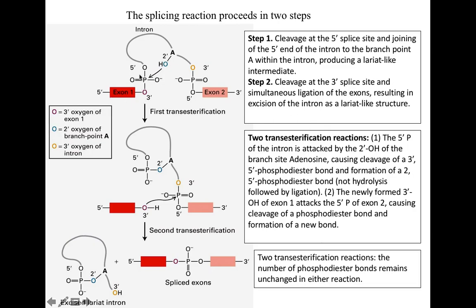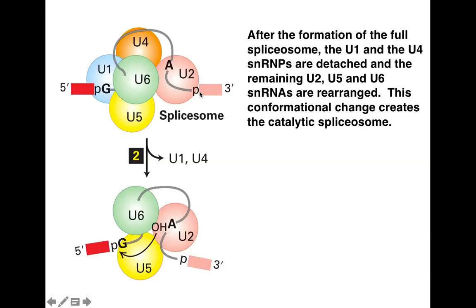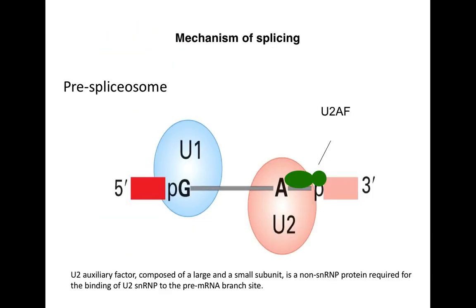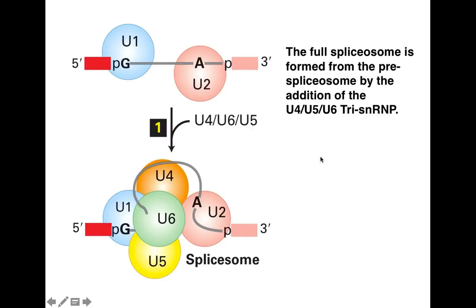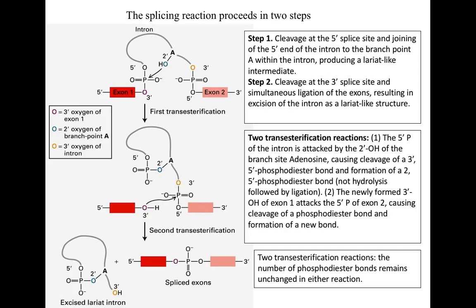One cleavage is at the 5' end and one is at the 3' end, because we need to remove the intron. So we need to cleave at the 5' end of the intron and at the 3' end of the intron. So the first cleavage takes place at the 5' end, and the second cleavage takes place at the 3' end. And how does this cleavage take place? This is first of all the cleavage at the 5' splice site.